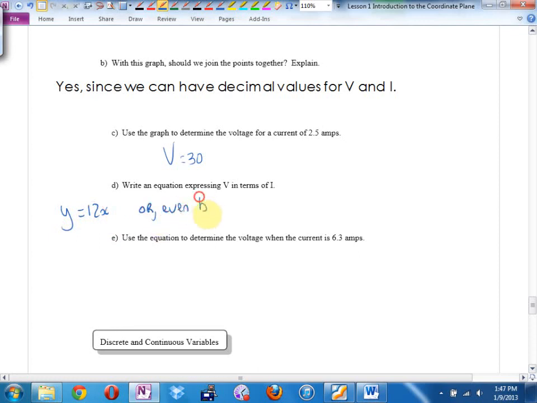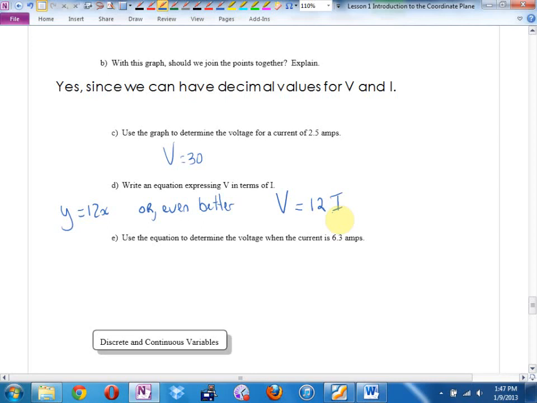Or, even better, V equals 12I. I can even use the physics, the science variables that they gave me, and that actually makes it easier for me to read my graph. Yes? I'll use X and Y if it's generic, or if they haven't given me variables, like in the last one. Also, in the last one, I had toothpicks and triangles. I would have used T for both of them, which would have been a little confusing. Yeah, 12I.